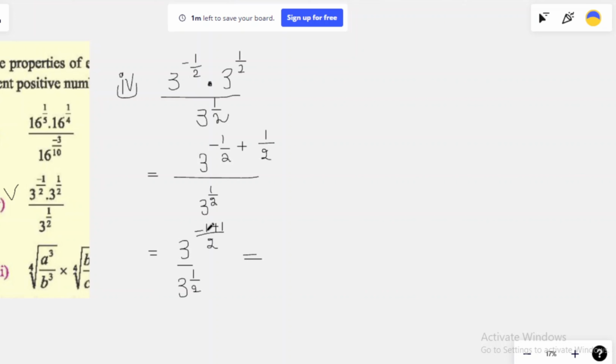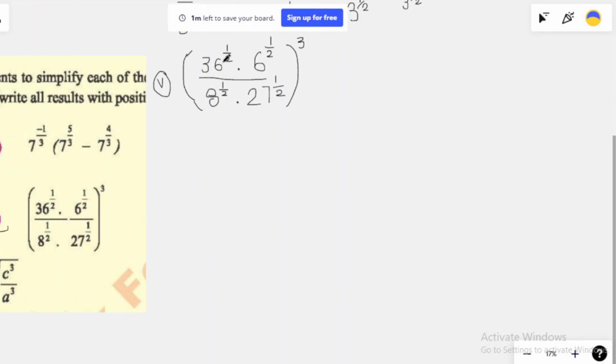Now 3 minus 1 plus 1 is 0, so 3 raised to the power 0 divided by 2, divided by 3 raised to the power 1 over 2. And when 0 is divided by any number, you are always going to get 0. Then the denominator will remain as it is, 3 raised to the power 1 over 2. We studied the rule of exponent: when some base is raised to the power 0, the answer will be simply 1. That is one of the rules we studied for exponents, and the 3 raised to the power 1 by 2 will remain as it is. So this is the simplified form for this question number 4.